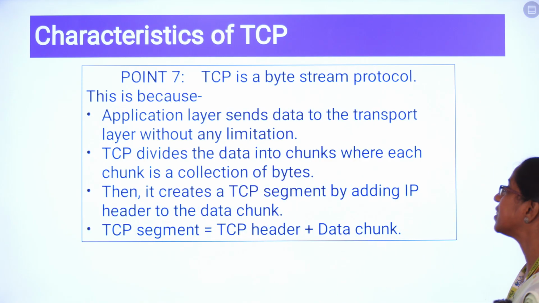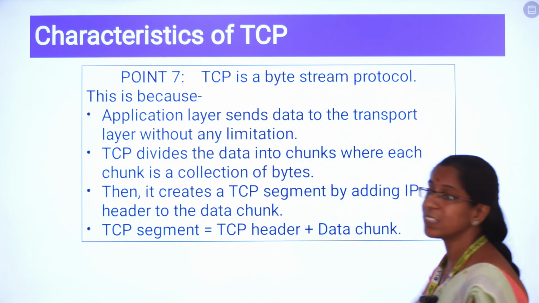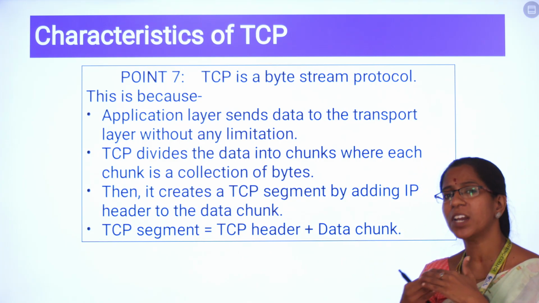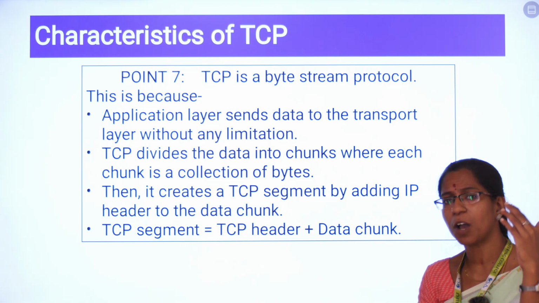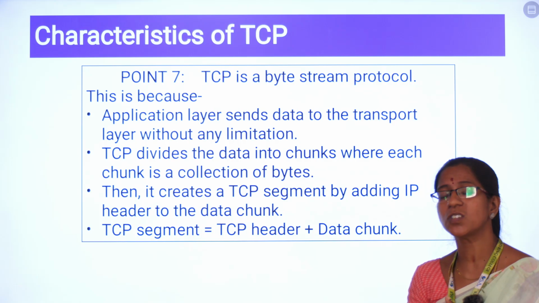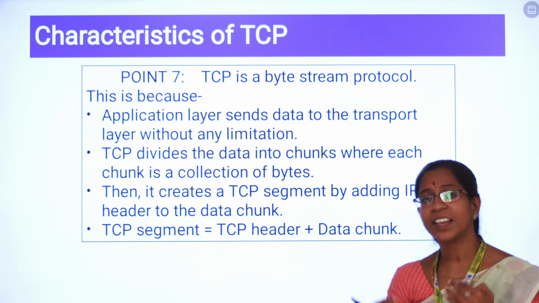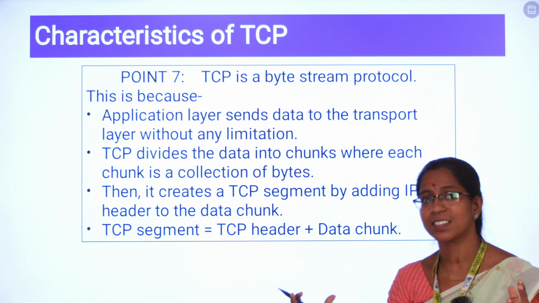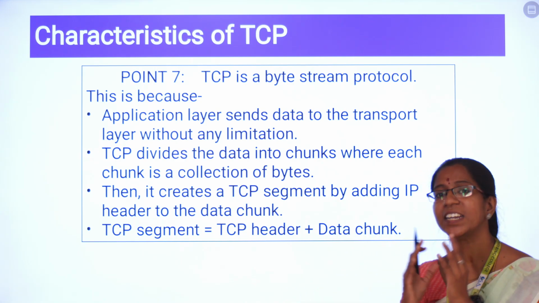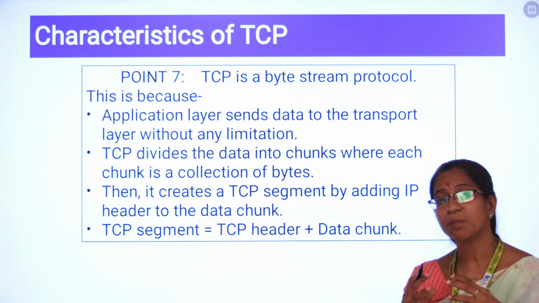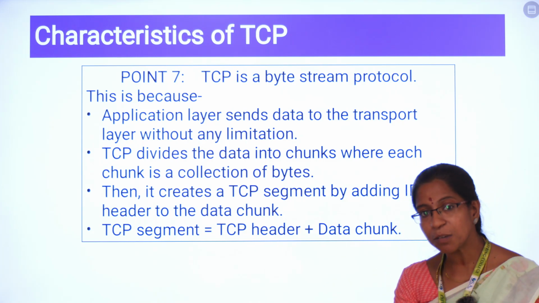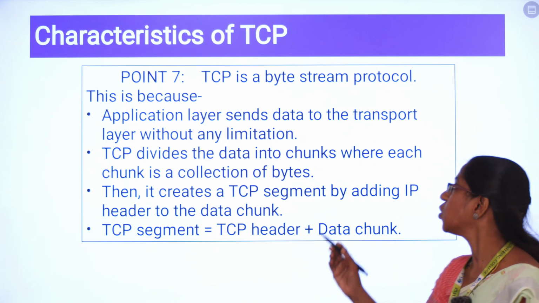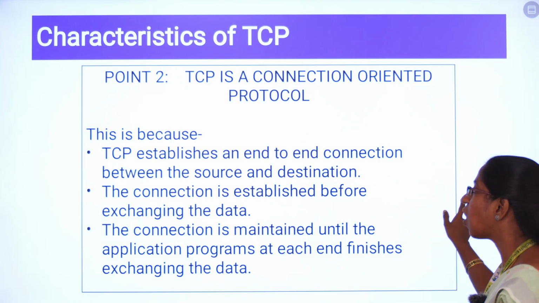Point 7, TCP is a byte stream protocol. Why is it called a byte stream protocol? From the application layer to the transport layer, a large amount of data, unlimited data, is carried continuously. So the transport layer divides all the data into data chunks. This is a stream of characters. This is called fragmentation. It is combined into one TCP segment. A TCP segment is a combination of the TCP header as well as the data chunk. So this is the bytes of data. Hence it is called the byte stream protocol. This is all we have discussed.